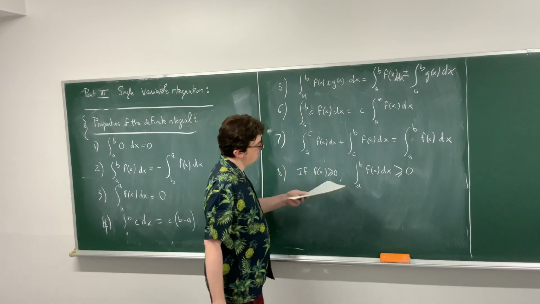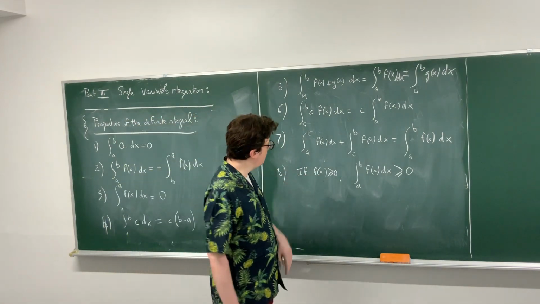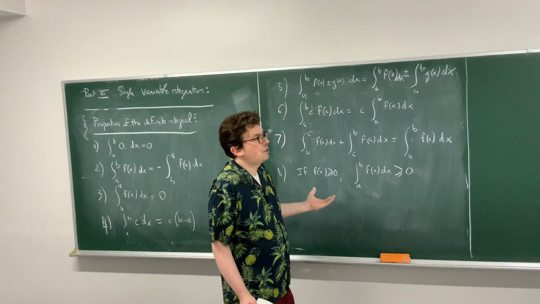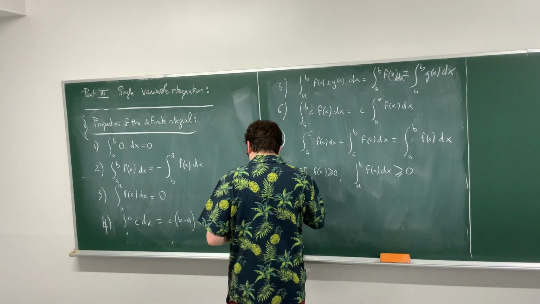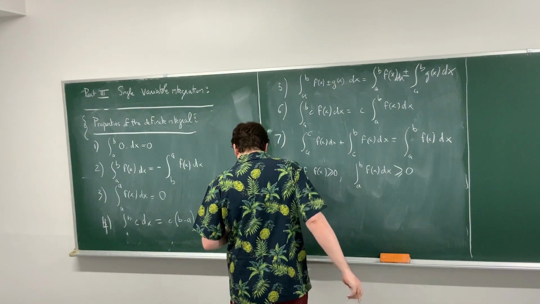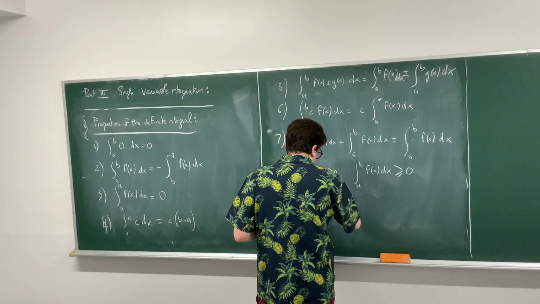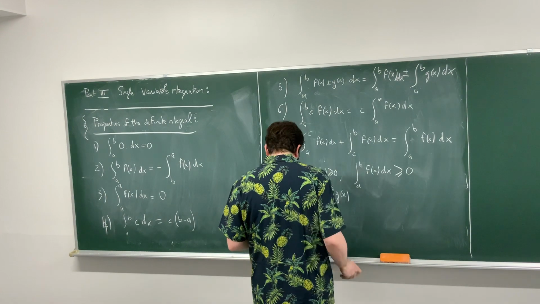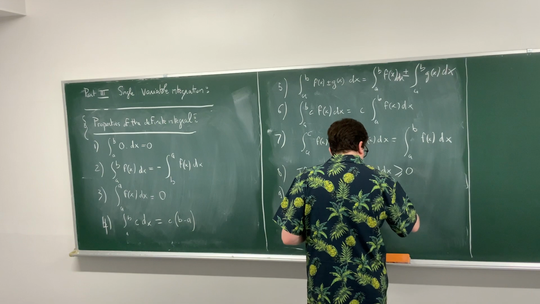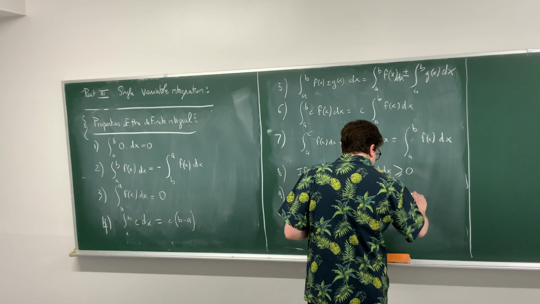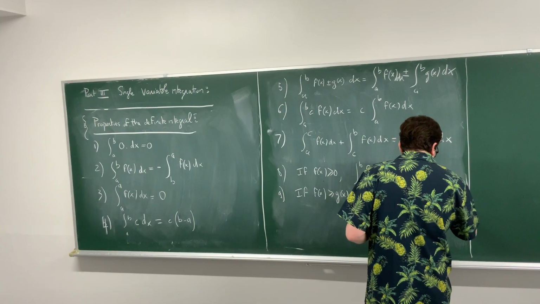Right, as we have seen, this definite integral, in the case where f of x is greater than 0, is interpreted as the area of a region, so it must be a positive value. Property 9: if f of x is greater than g of x, then the integral between a and b of f of x dx will be greater or equal than the integral between a and b of g of x dx.